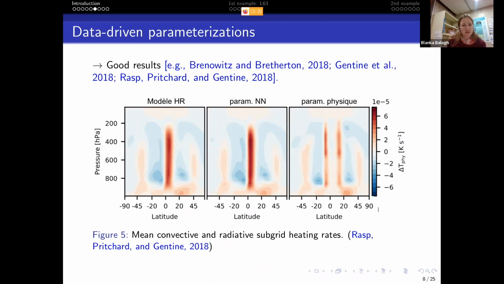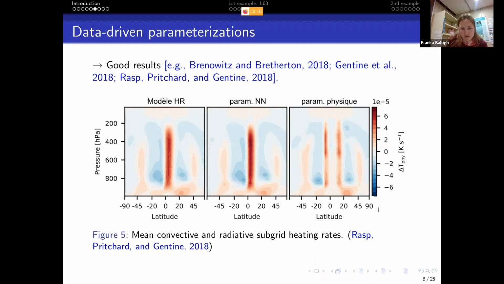The application of this method allows the construction of data-driven parameterizations, and the literature, which has been growing since 2018, reports very good results. The first papers were, for example, Brenowitz and Bretherton 2018, Gentine et al. 2018, and Rasp, Pritchard, and Gentine 2018.